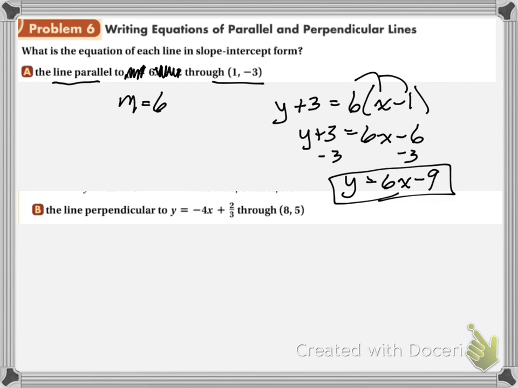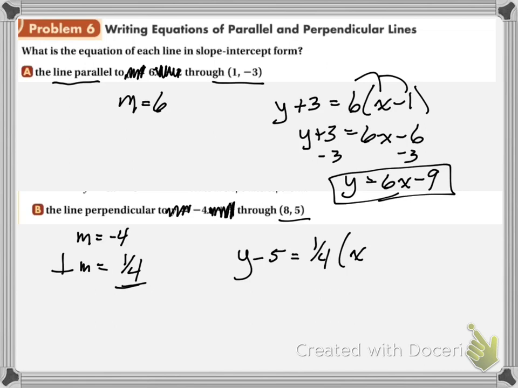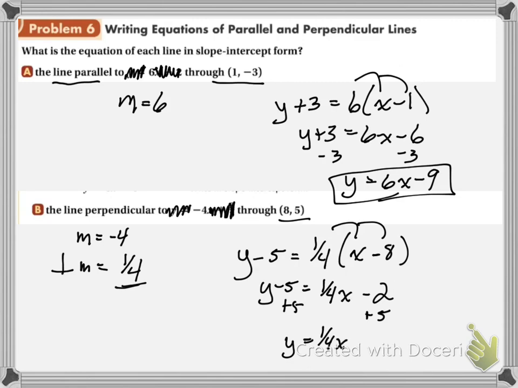If I'm talking perpendicular, again, I don't care about any of this stuff. All I care about is that the slope was -4. My perpendicular slope then is going to be positive 1/4. Again, we're going to use point-slope. Y minus my y, which is 5, equals m times x minus my x, which is 8. Distribute your 1/4 through. Y minus 5 equals 1/4 x minus 2. Add 5. Y equals 1/4 x plus 3.